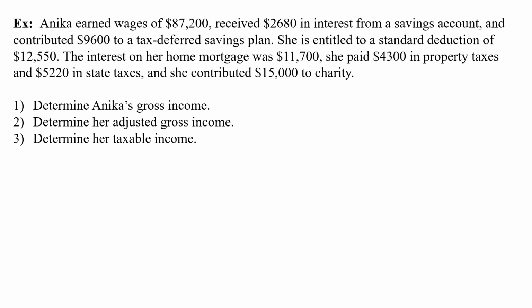All right. So what we have to do is first determine Annika's gross income. Her gross income, let's put it over here, is going to be equal to what she made plus the amount she got from interest, which is the $2,680. So we're going to add those two together: 87,200 plus the 2,680. And if we plug that into our calculator, we should get $89,880 for her gross income.